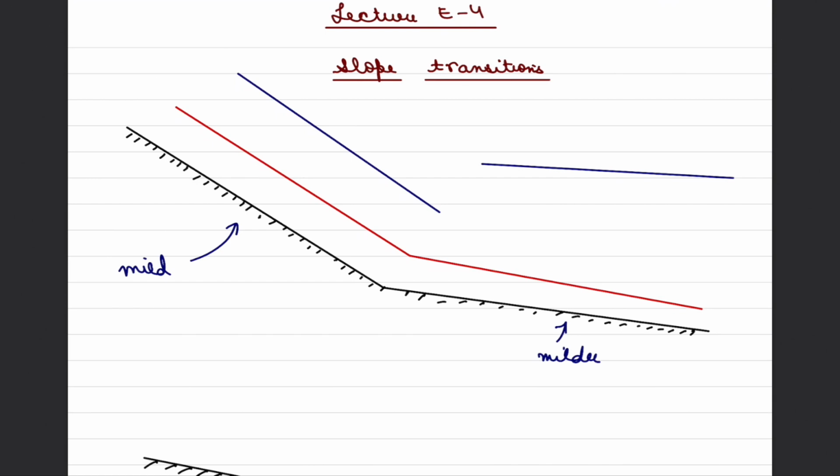For example, there could be a sluice gate or there could be a dam. So this concept would add more clarity on why we really need to worry about these slope transitions and how they are applicable in the real world.